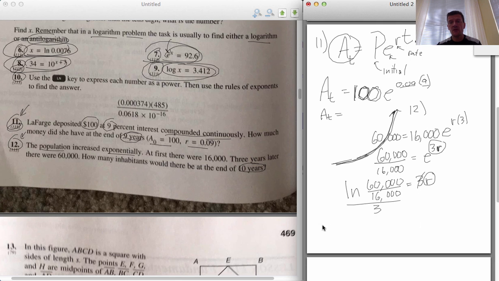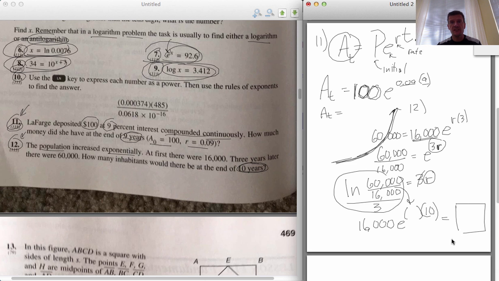Once I have that, I'm going to then continue the problem and find out how many people are there 10 years later after the initial 16,000. So now 16,000 is still my initial. E to the rate, you're going to take that rate that you just found, whatever this value is right here, that is your rate, and multiply by 10 this time, whatever value that is would be your answer. Okay?